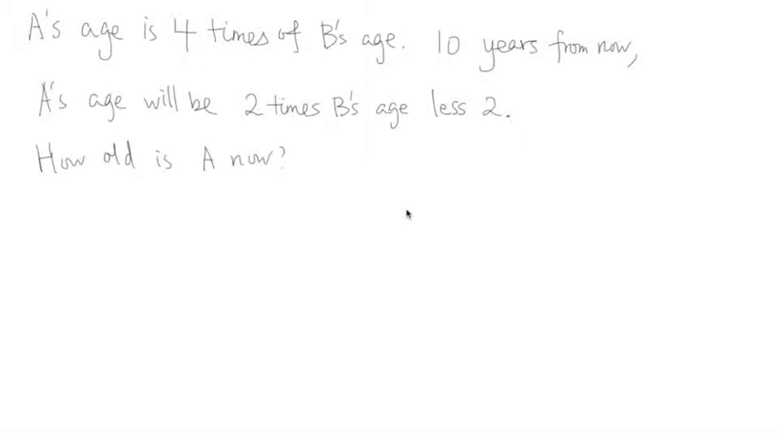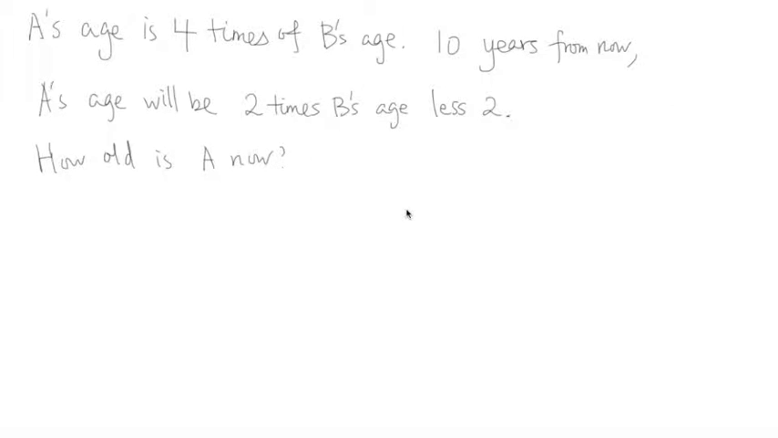Here's the example. We have two persons, and we know at this moment, one person is 4 times the age of the other person, A is 4 times B. And 10 years from now, A's age will be 2 times B's age, less 2. When you see statements like this, the algebra method is probably the best way to solve these problems. But we try to avoid algebra for the moment and just use graphs to solve it. The question is, how old is A now?